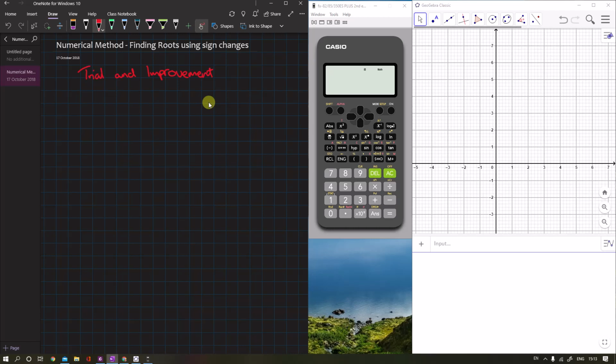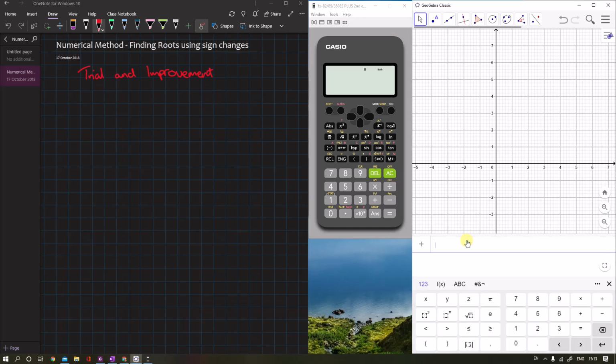And we do it by finding the values either side of a key point and keep trying to zero in on them to find out exactly where that solution is. So if I put in the function x cubed minus 3x plus 1, we get a graph, and we've got a number of roots to this. One about -2, one between 0 and 1, one between 1 and 2. And what we're going to try and find is the solution between 0 and 1.